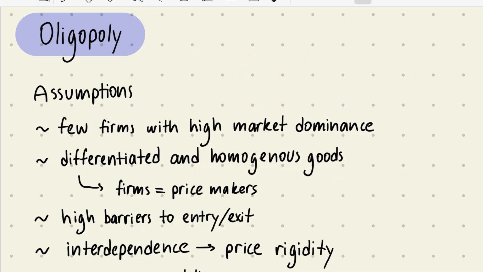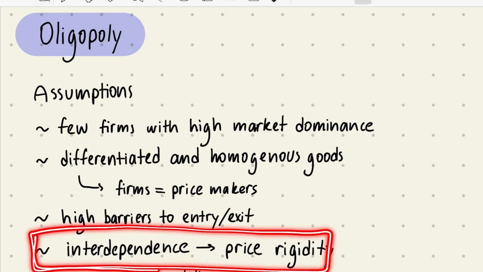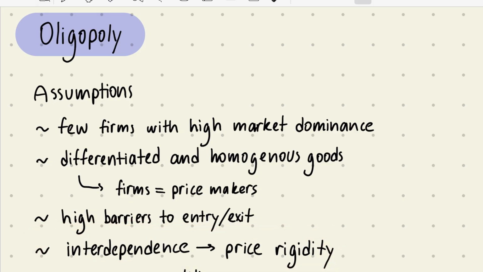This is a market where firms are price makers nonetheless. And so this is a market with high market dominance, some varied product types, and firms being price makers. But this is also a market that you can't just enter easily and exit easily because of the high barriers to entry and exit. And what makes this a very unique market structure is the interdependence of actions. And this is a very interesting point that I think you need to look at now, because this sort of sets a precedent for what sort of diagrams you're expected to use here.